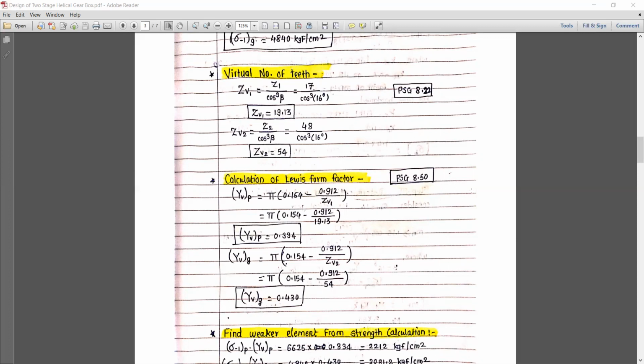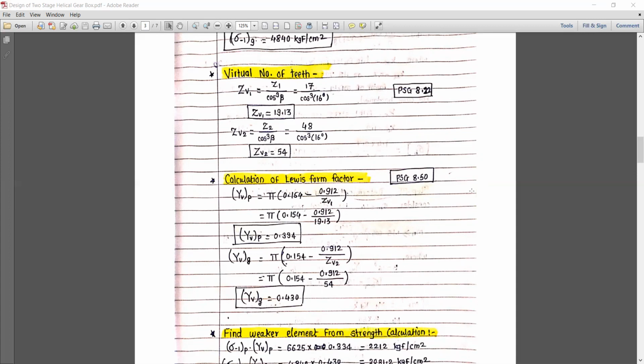Now the next stage is to calculate the Lewis form factor. From page number 8.50, the Lewis form factor equation is yv equal to pi into bracket 1.154 minus 0.912 divided by ZV1. Putting all the values, we get the Lewis form factor for the pinion as 0.334, and for the gear it is 0.430.